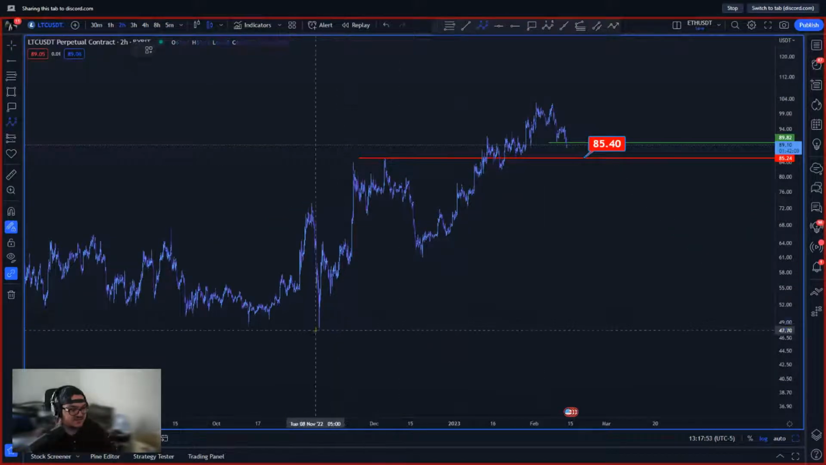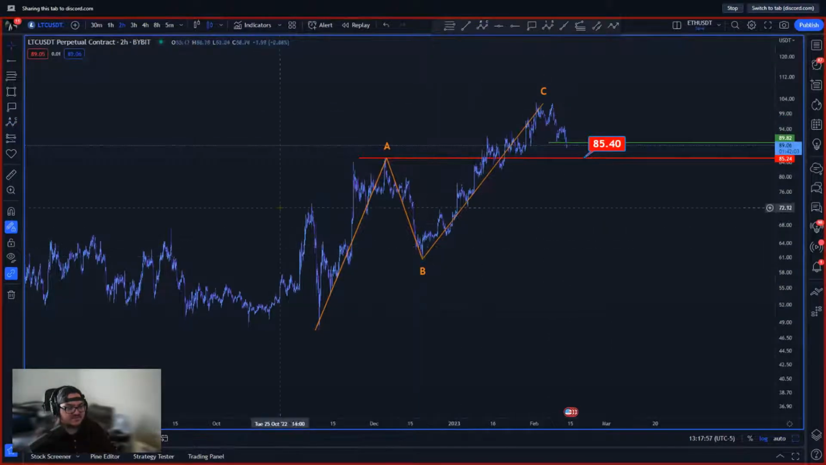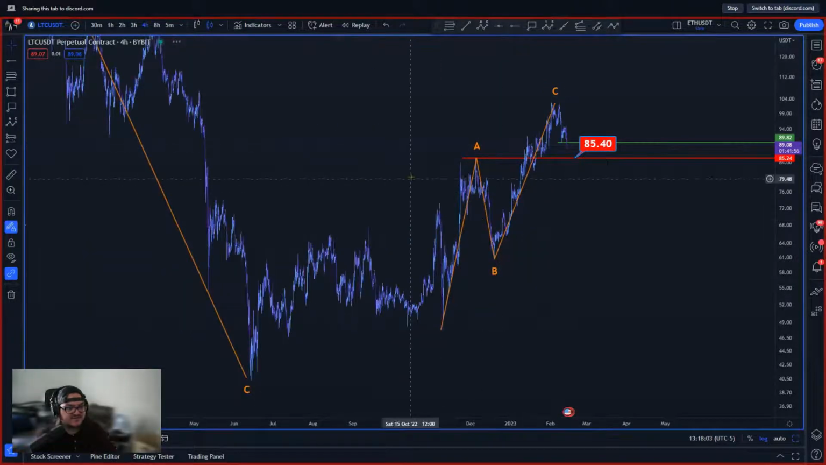To me, this is going to be a much larger A to a B to a C. This is a much larger structure. I'm on a 2 to 3 hour. I could see this on an 8-hour if I really wanted to. It's not as clear in an 8-hour, but on a 4-hour, it's pretty clear to me. So this setup is going to hold significantly.